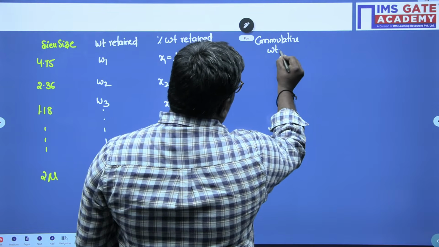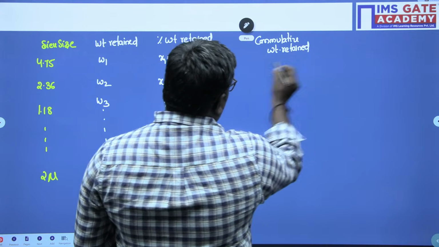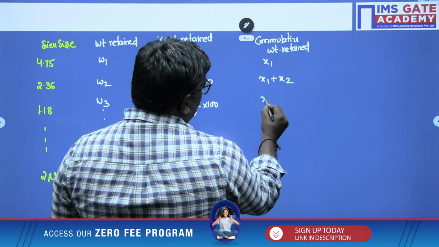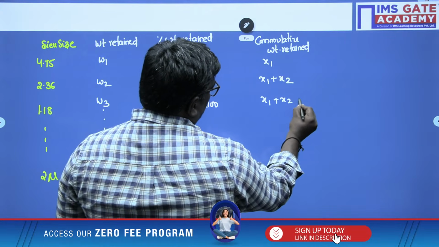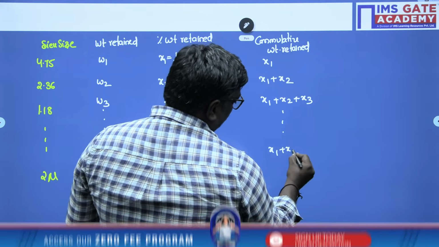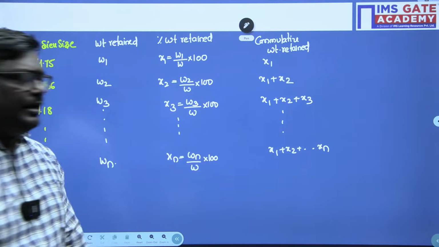So, similarly, we find out cumulative weight retained. If I take weight retained as X1, then it is X1, then X1 plus X2, then X1 plus X2 plus X3, and cumulatively you can write it as X1 plus X2 and so on up to Xn. So this is what you do in cumulative weight retained.